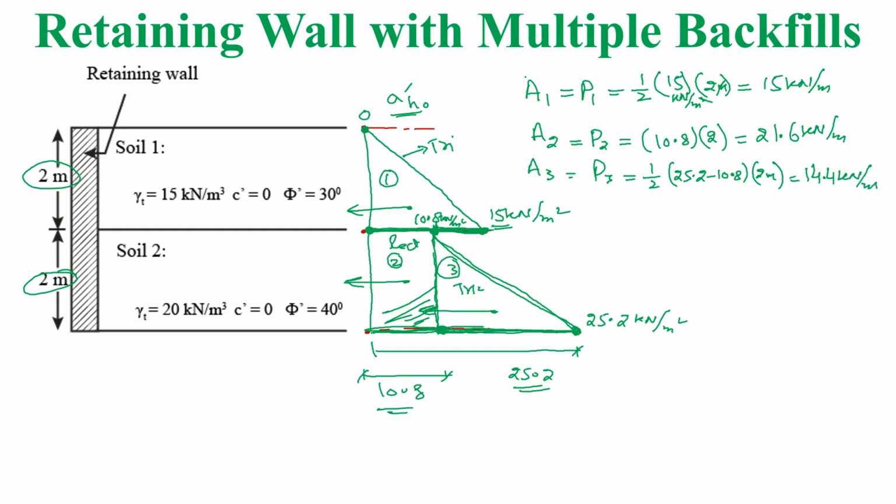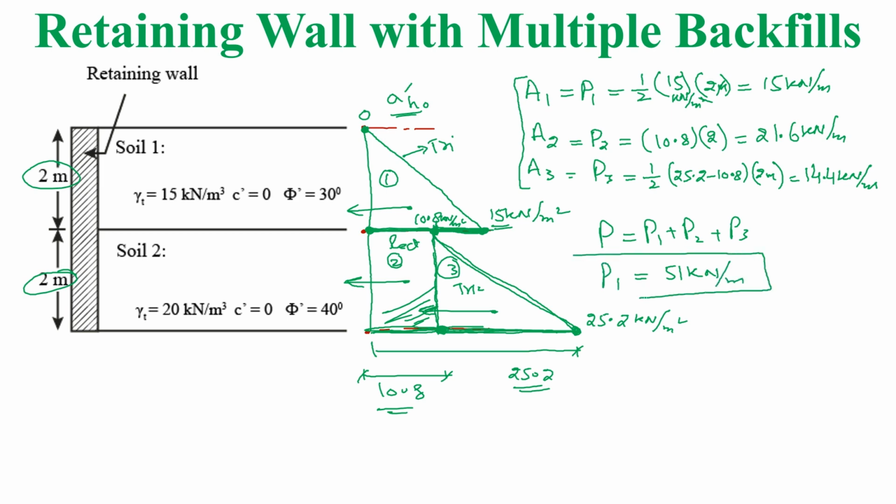So we have got three forces. So if we add these three forces together, we will calculate the total force acting on the wall: P1 plus P2 plus P3. So if we add all three forces, they come to be 51 kilonewton. So the total force acting due to these two soils is 51 kilonewton per meter length of the soil.